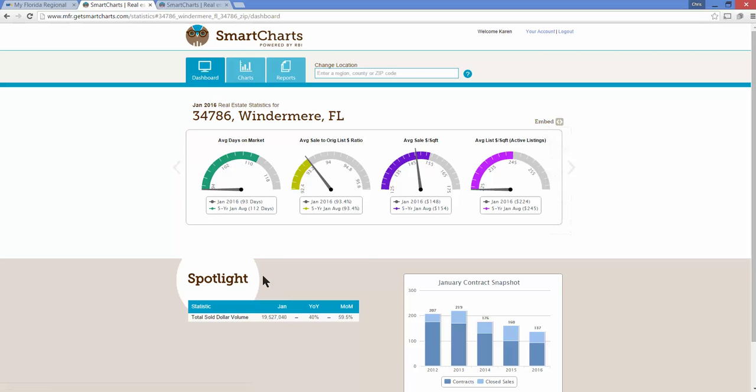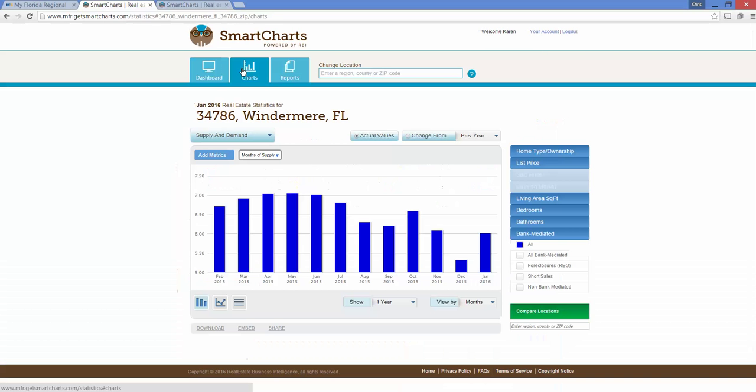Have my spotlight here. Go to my charts tab. I can actually create my own custom charts based on any of these categories. I can add a variety of metrics into my chart. Chart values versus the change. I can change my view to a bar view, a line view, or a table numeric view.